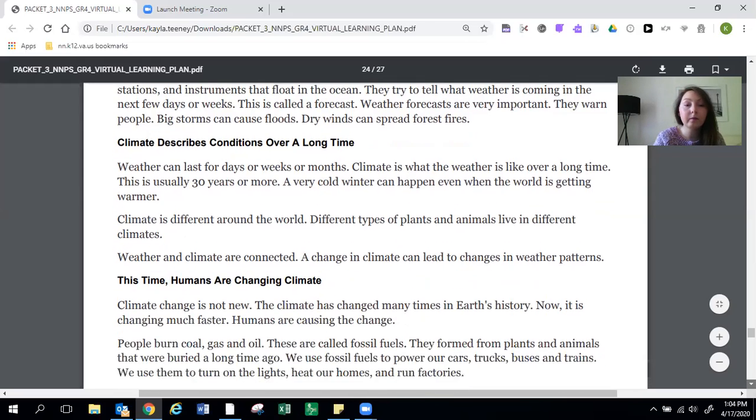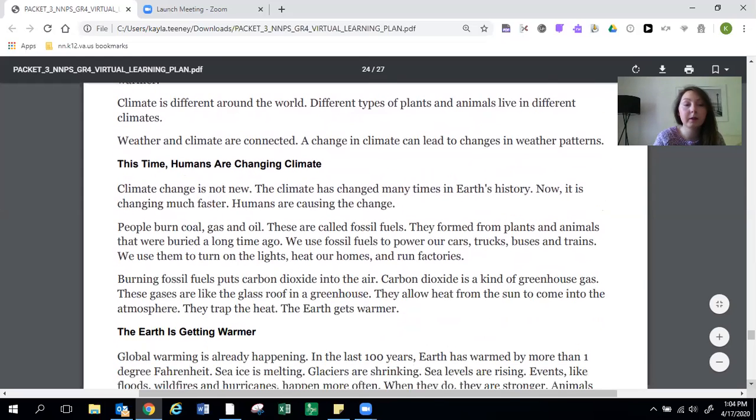This time, humans are changing the climate. Climate change is not new. The climate has changed many times in Earth's history. Now it is changing much faster. Humans are causing the change. People burn coal, gas, and oil. These are called fossil fuels. They formed from plants and animals that were buried a long time ago. We use fossil fuels to power our cars, trucks, buses, and trains. We use them to turn on the lights, heat our homes, and run factories.